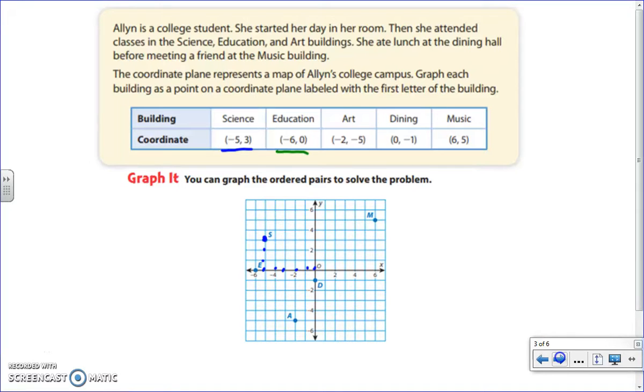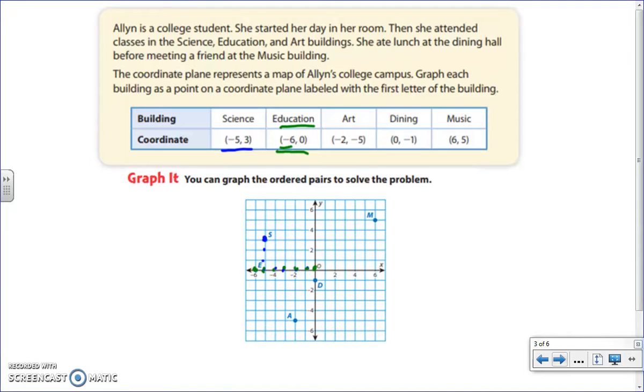If I'm looking at negative 6, 0, these can be tricky because whenever there's a 0 involved, we know we're going to be on the axis line. So we need to make sure we're going left or right first, up and down second. So left or right, negative 6. So I should say this is not 1, 2, 3, 4, 5, 6. It is 0 and then a distance of 1, 2, 3, 4, 5, 6 this way, up and down 0. You can see that it is labeled E for education.